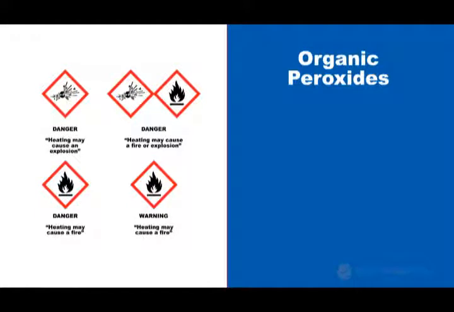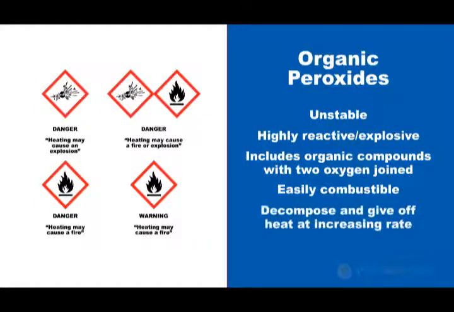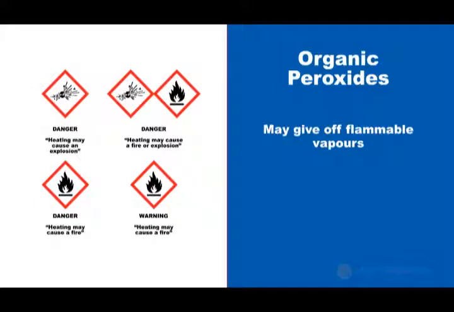Organic peroxides include chemicals that are unstable, highly reactive, or explosive, as well as any organic compound with two oxygen atoms joined together, such as hydrogen peroxide. These products may be easily combustible, they may decompose and give off heat at an increasing rate, they may give off flammable vapors, and they may be toxic or corrosive.